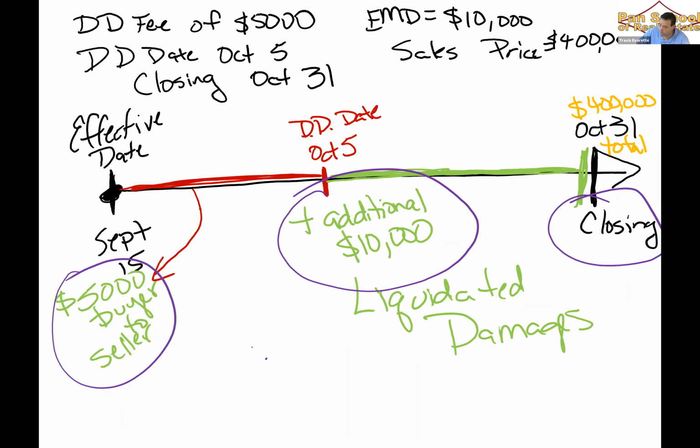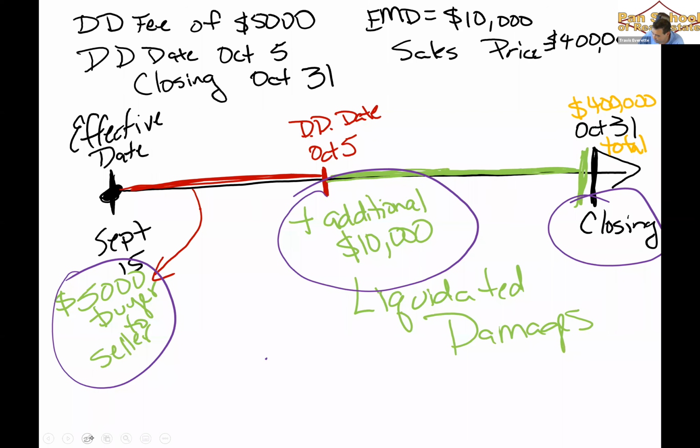Are we all good on this one? Because when I leave the whiteboard, it erases everything. Are we all okay here? If you get off by the due diligence date, that means you only have to pay the $5,000. That's right.